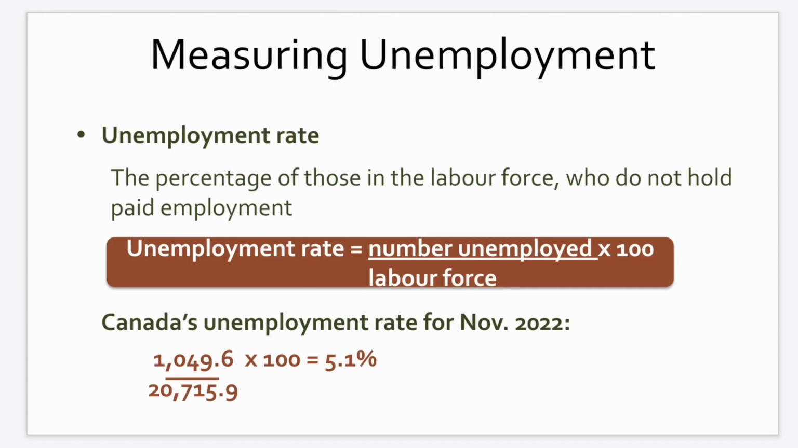In terms of measuring unemployment, the rate is really the percentage of those in the labor force who do not hold paid employment. So in order to calculate that, we take the number of unemployed people and divide it by the labor force. So if you look at the numbers for November 2022, that was 5.1%.